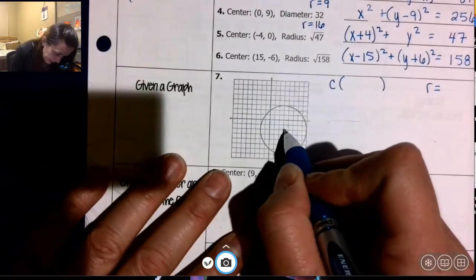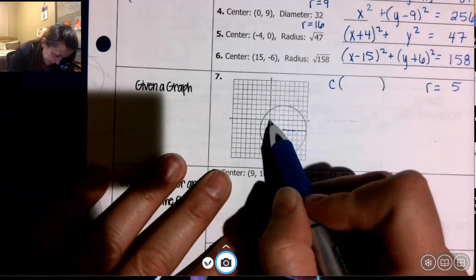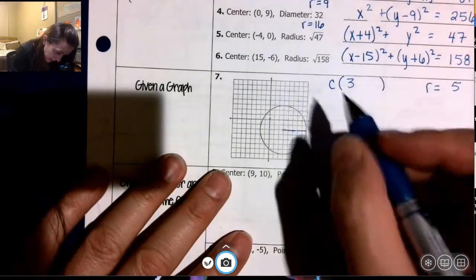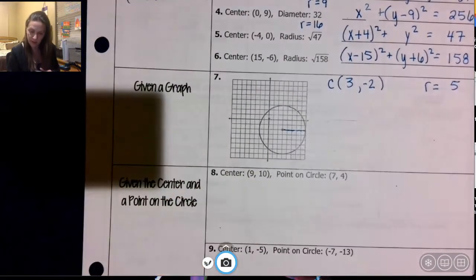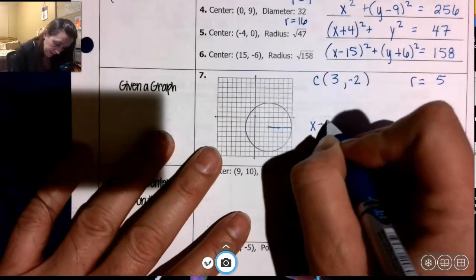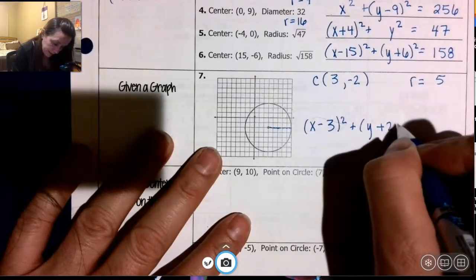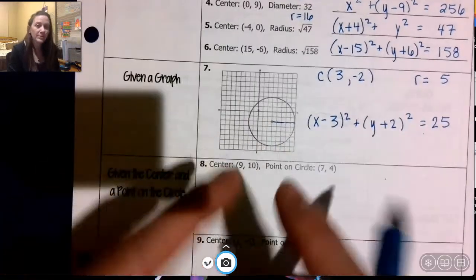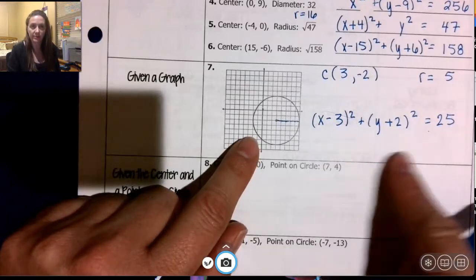Well, the radius from here is 1, 2, 3, 4, 5. Radius is 5. The center here, starting at 0, 0, is here: 1, 2, 3, down 1, 2. I think I got a center of (3, negative 2). Once you can pick out the center and the radius, you can definitely go ahead and write the equation. x minus 3 squared plus y minus negative 2 squared equals radius squared, which is 25. So you're able to look at an actual circle, pick out the center and the radius, and write the equation that would create that circle, which is kind of fun.